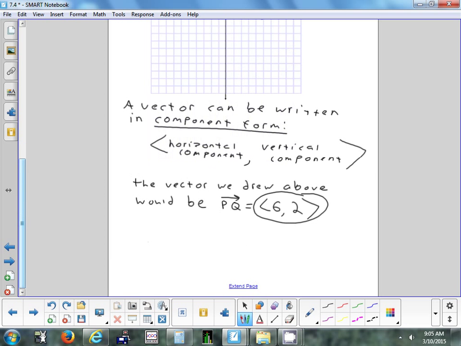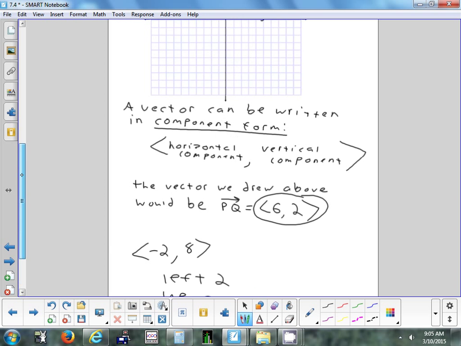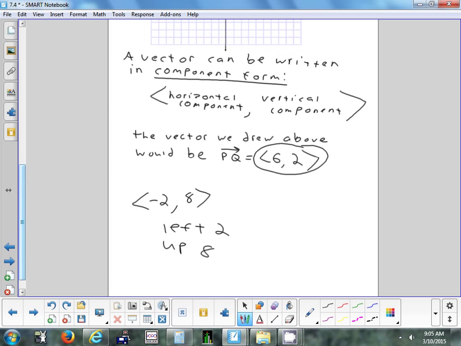Okay, let's just try <-2, 8>. Who can describe to me what that vector would do if you translated every point in a picture using that vector? All the points would do what? Go left, yep, left 2 and up 8. Perfect. Left 2, up 8. Okay. Any questions on that? All right, so translation, pretty easy to describe it with a vector.